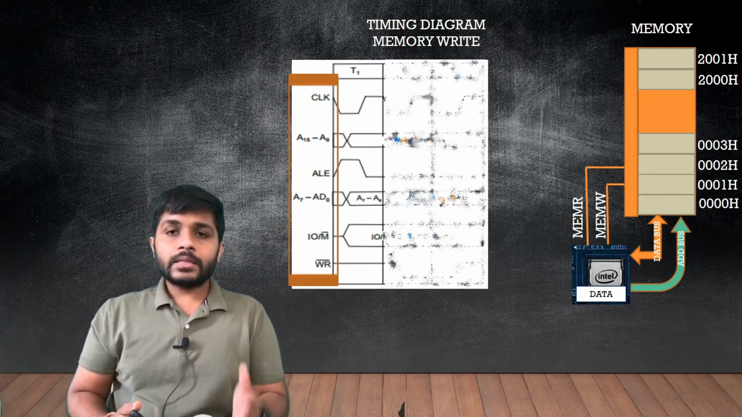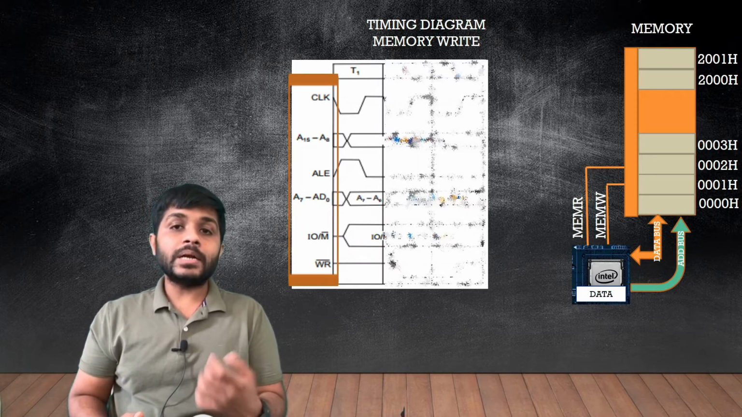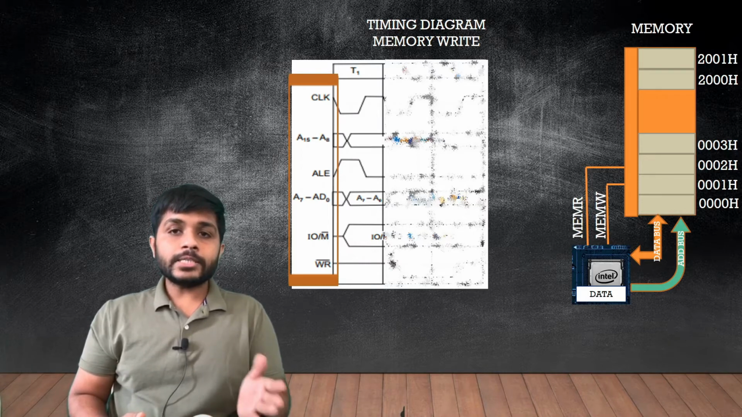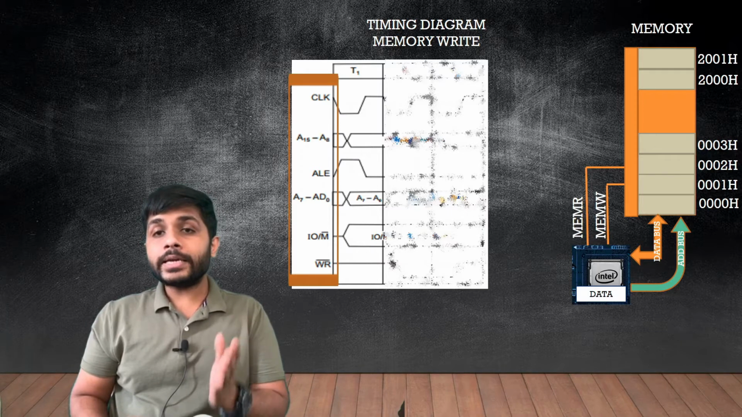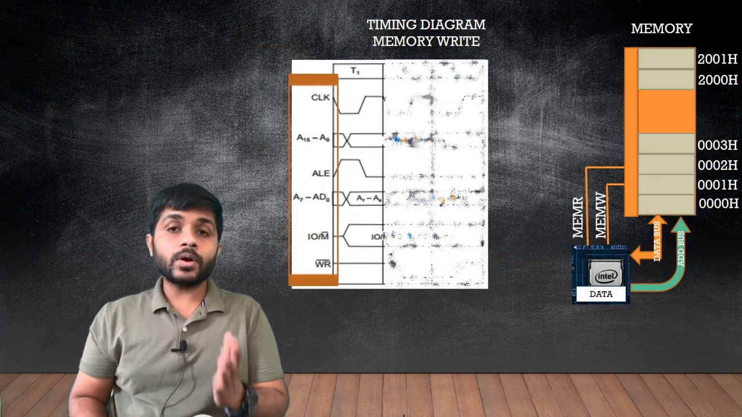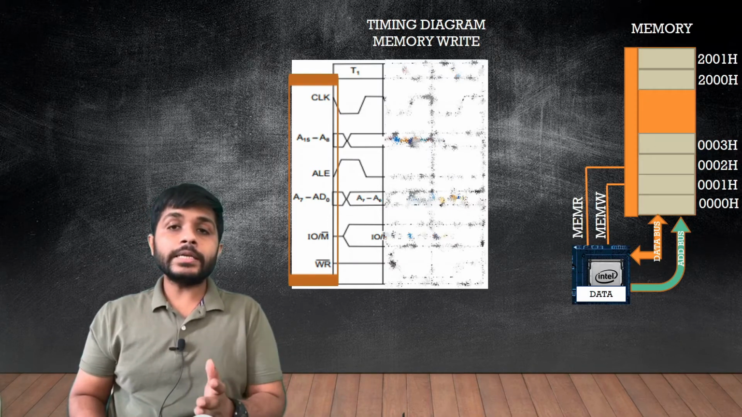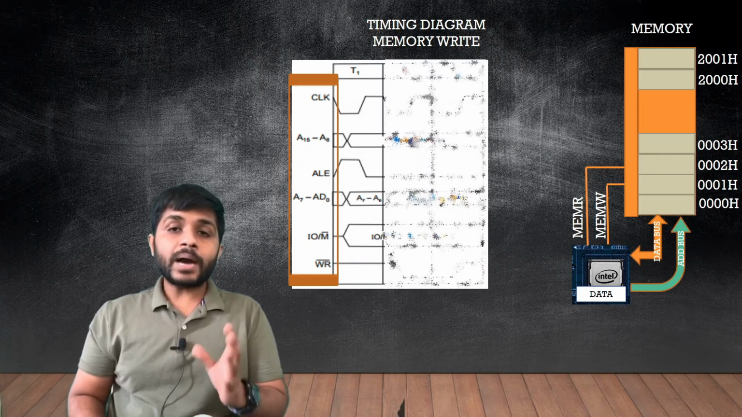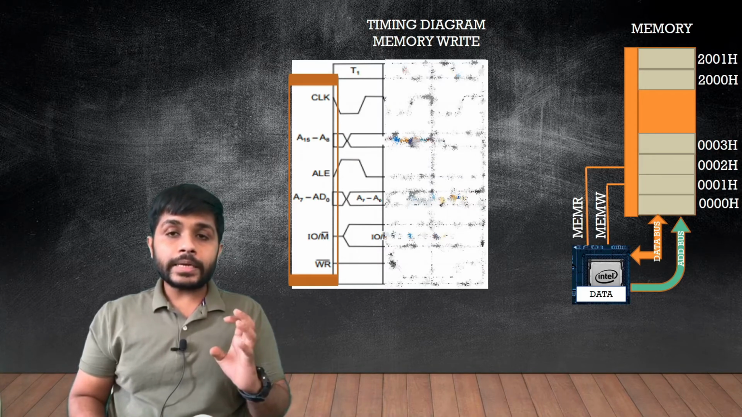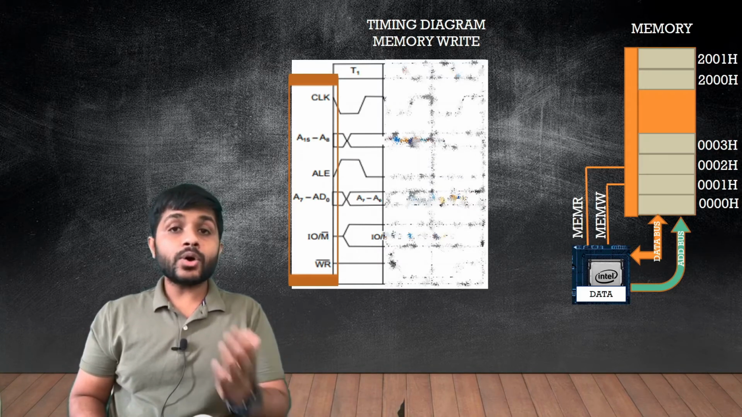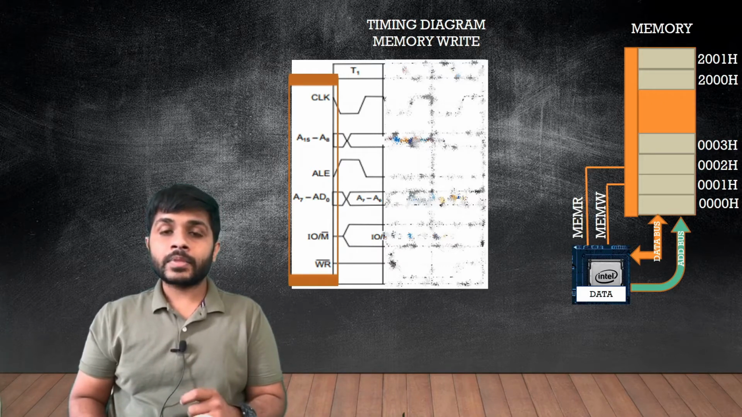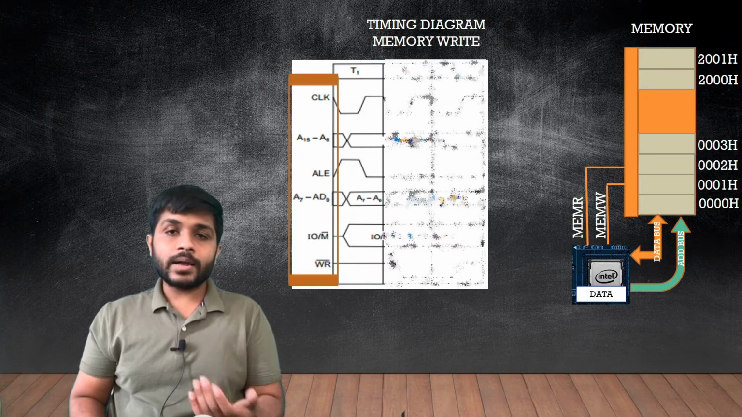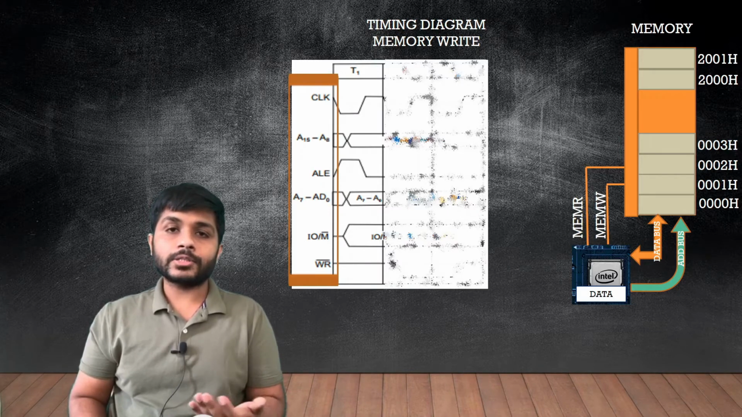You know that, right? The lower order bus is multiplexed. The AD0 to AD7 is multiplexed, and that can be used either as A0 to A7, which is the lower order address bus, or D0 to D7. And to separate the AD0 to AD7 into address bus or data bus, we will use the signal ALE. Then there are IO/M bar and write bar, which are control signals.